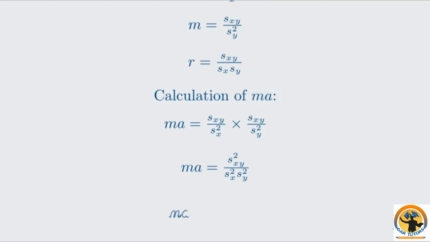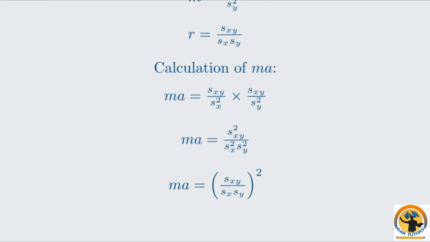The s_xy in the numerator of a and the s_y squared in the denominator of m can be simplified by dividing the top and bottom of the expression by s_y squared. The expression in the parentheses is exactly the formula for r. So, we've successfully shown that the product of the 2 gradients is equal to the square of Pearson's correlation coefficient.